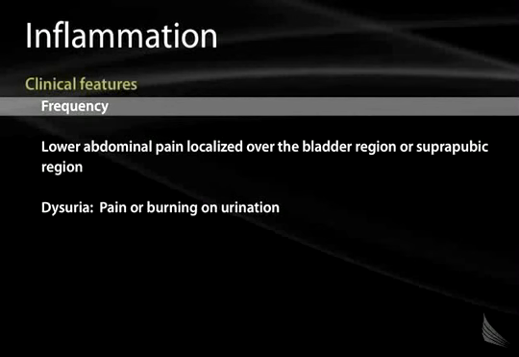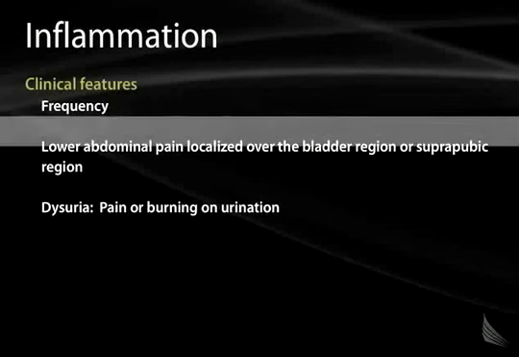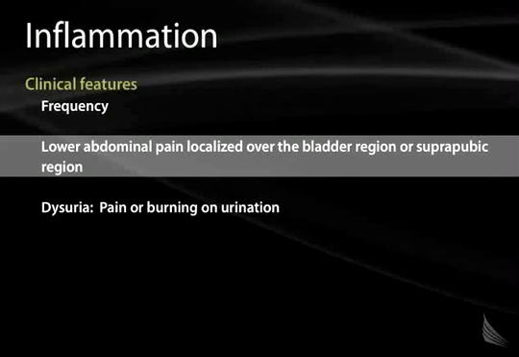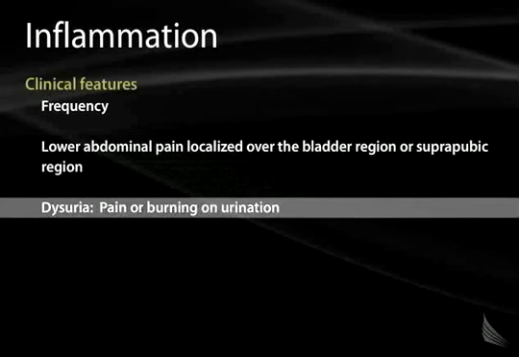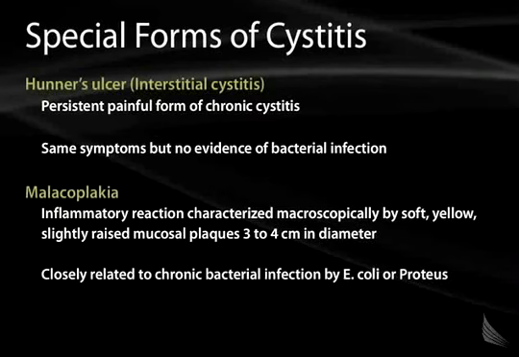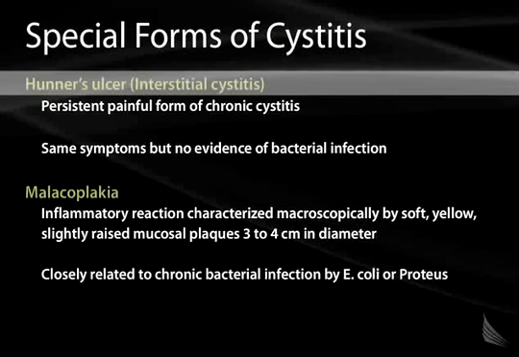The need to constantly urinate, even if one is only passing out a few cc's of urine with each trip to the bathroom. Some patients may complain of lower abdominal pain, which not surprisingly is going to be localized over the bladder or suprapubic region, and some patients will also complain of dysuria, pain, or burning sensation upon urinating. There are a few particular forms of cystitis that are worth knowing about in preparation for USMLE Step 1.